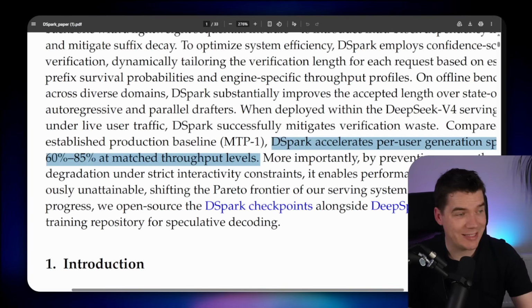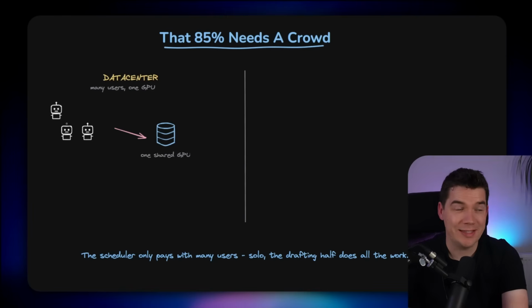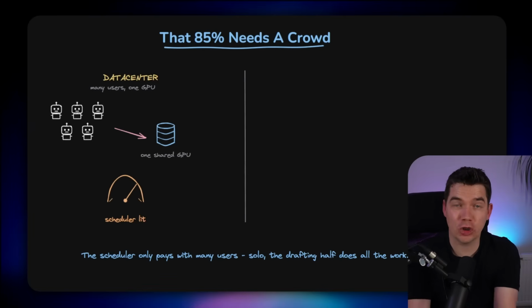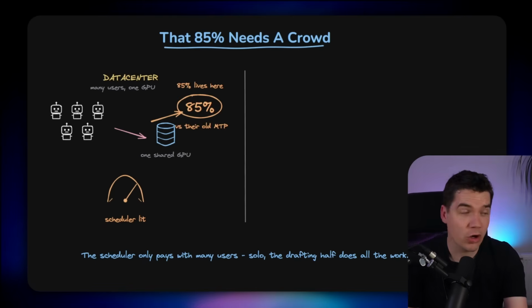And the backdrop to DeepSeek's numbers in this paper, around how DSpark accelerates per user generation speed by 60 to 85%, is essentially this idea that it is a data center, there are many users per GPU, and you need to maximize the available capacity. This was measured against their previous production setup, which was already tuned with MTP. And this number comes from real production, which has thousands of users sharing the GPUs, and it leans hard on this scheduler.